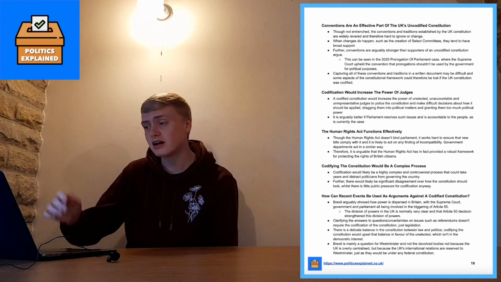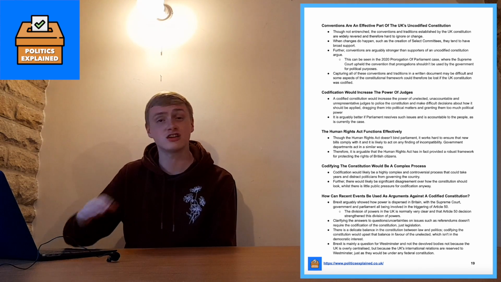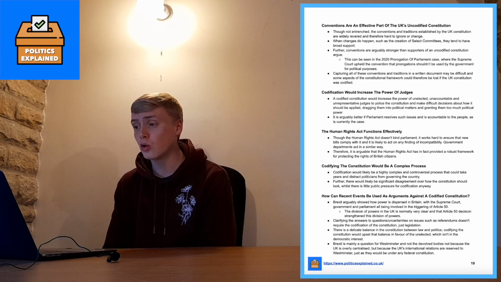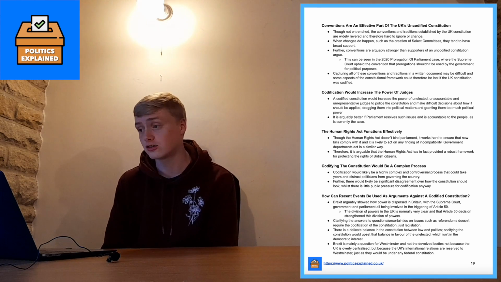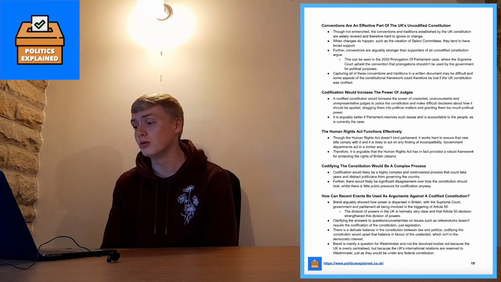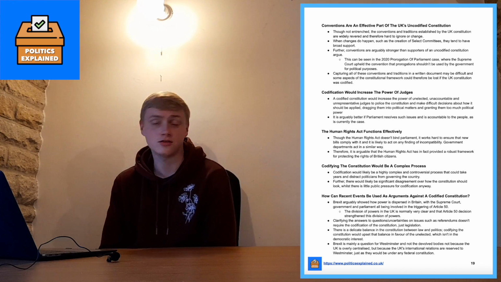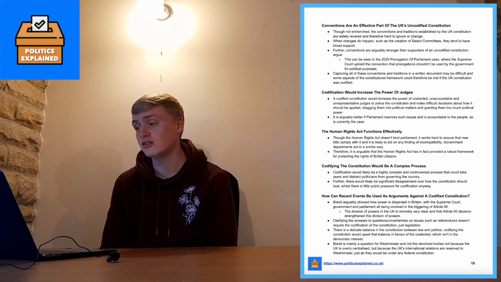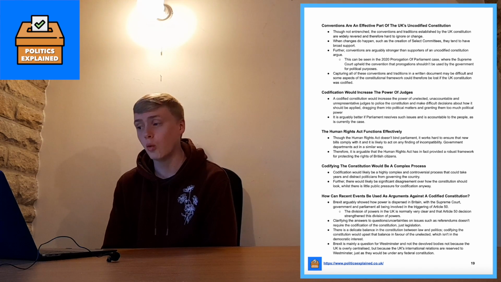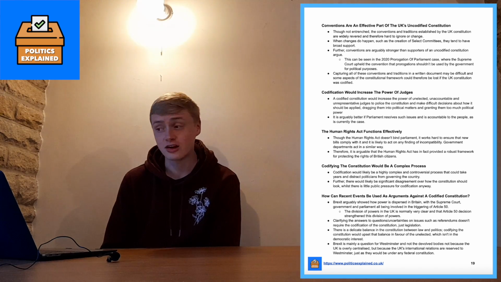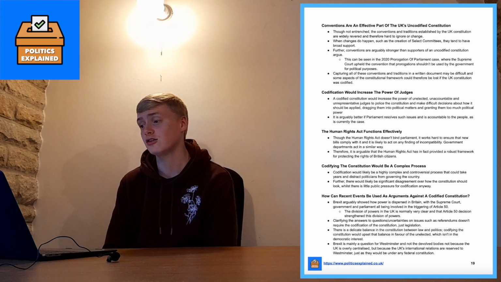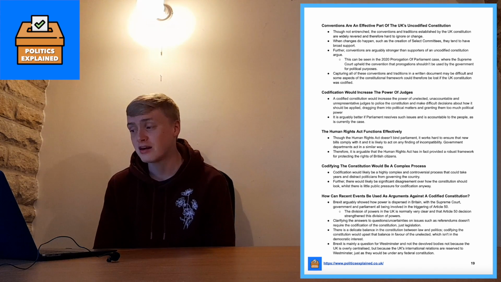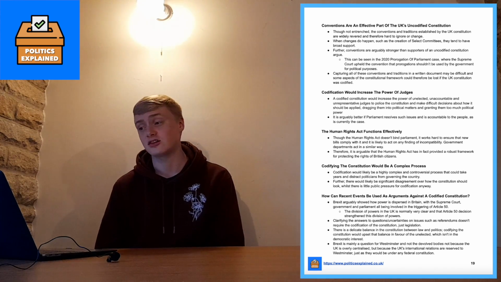And then finally, how recent events could be used in arguments against a codified constitution, just to give you some ideas. It's that Brexit arguably showed how power is dispersed in Britain, with the Supreme Court, government and Parliament all being involved in the triggering of Article 50. The division of powers in the UK is normally very clear, and the Article 50 decision strengthened this division of powers. Secondly, clarifying answers to questions or uncertainties on issues such as referendums doesn't require the codification of the Constitution, just legislation. There is also a delicate balance in the Constitution between law and politics, and codifying the Constitution would upset that balance in favour of the unelected judges, which isn't in democratic interest.